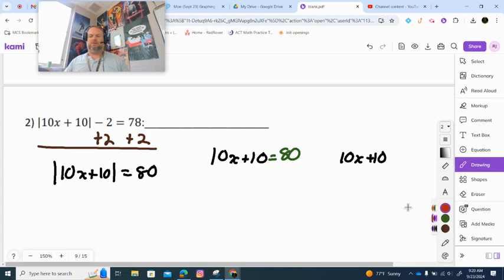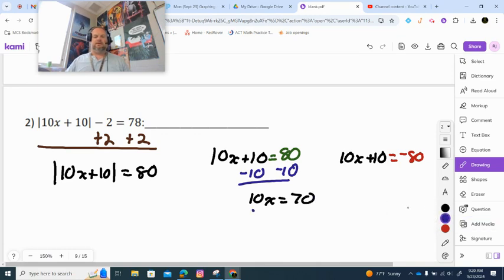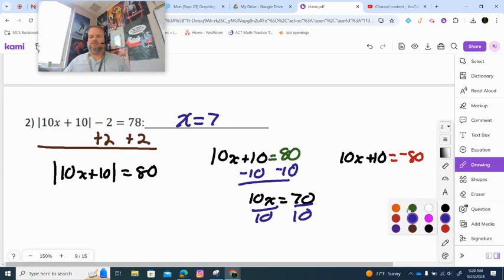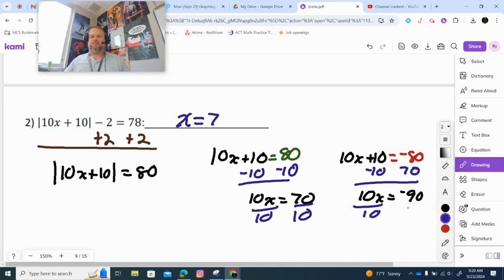Original. Extra crispy. All right. So x equals 7. 10x equals negative 90. All right. Comma negative 9.